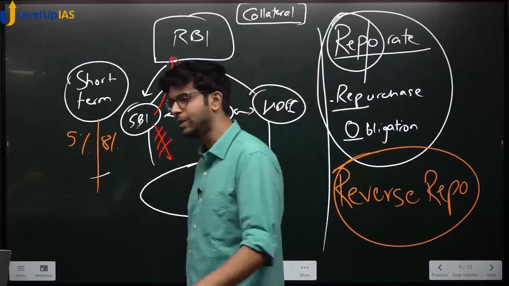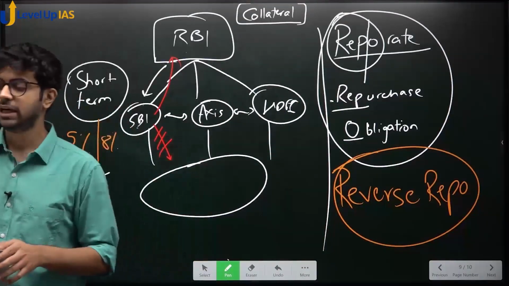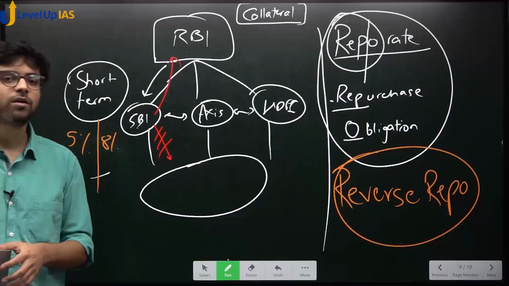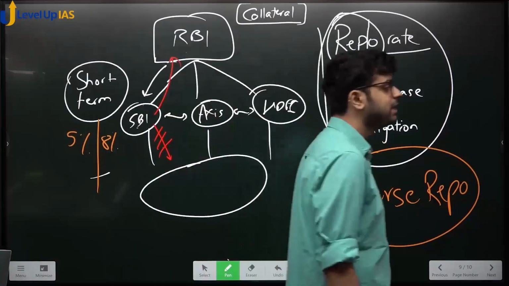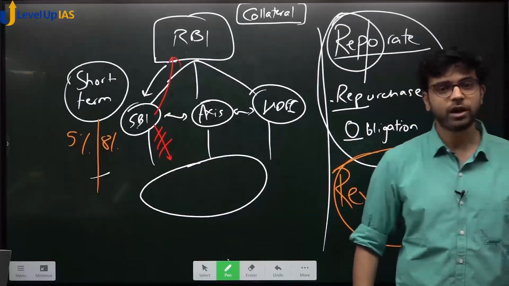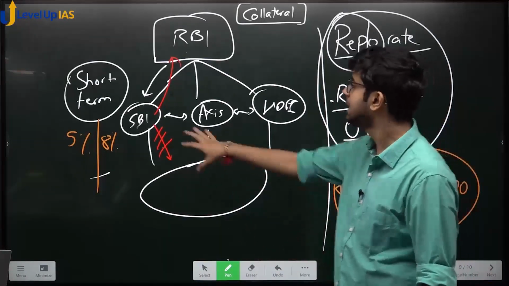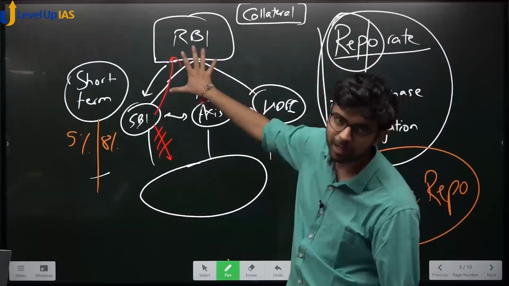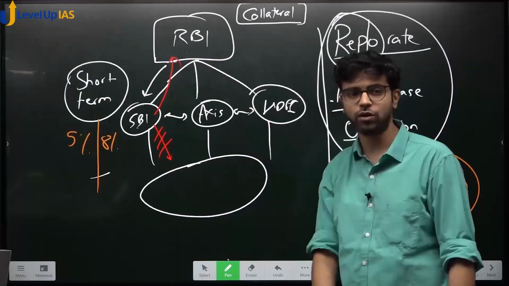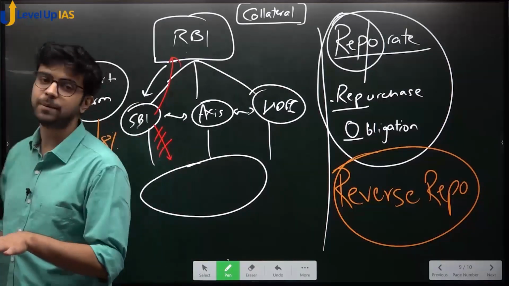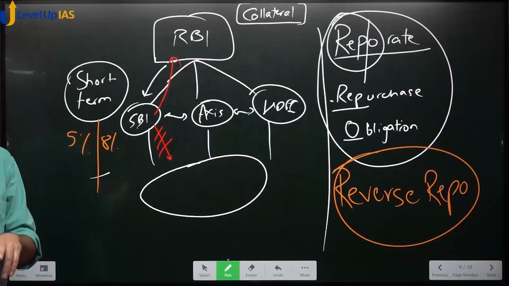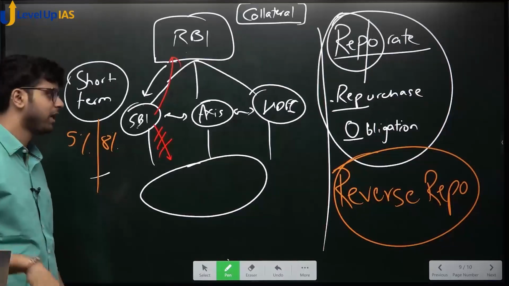Samjha? Question. RBI wants to increase money supply in the economy. What would it do with the repo rate? Increase money supply karna hai, increase. It would reduce the repo rate. Why? Because it is making it easier for banks to access funds from RBI and they can flow it in the economy. Okay? Now, if RBI wants to reduce money supply in the economy, what will it do to the repo rate? It would increase the repo rate. It would make it difficult.